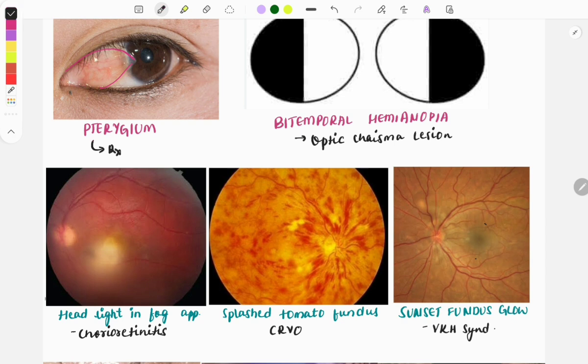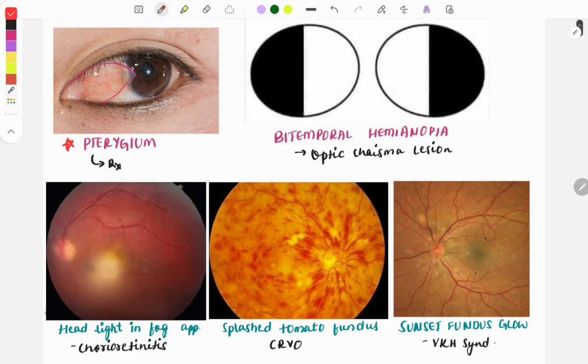कि कैसे treat करेंगे. Excision करेंगे. The first management is the excision, and along with that, if there is recurrence, then we will give the mitomycin C. So pterygium बहुत important topic है और हर साल इससे question पूछा गया है.